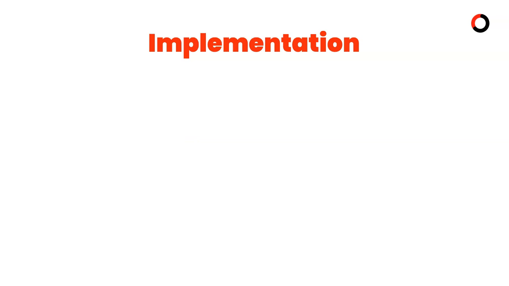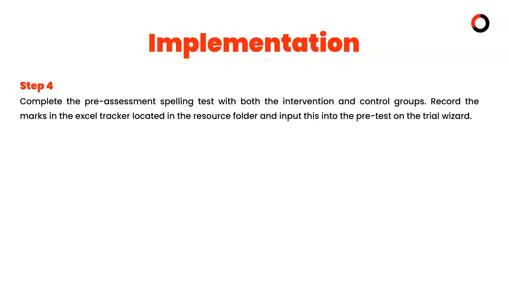So let's move on to the implementation. The first thing you need to do is to complete the pre-assessment spelling test with both the groups, the intervention and control. Record the marks in the Excel tracker located in the resource folder and then put this into the pre-test on the trial wizard. Because you're using class data, it might be best if there's another teacher or teaching assistant who can read out the scores to help you to input this into the system easily.